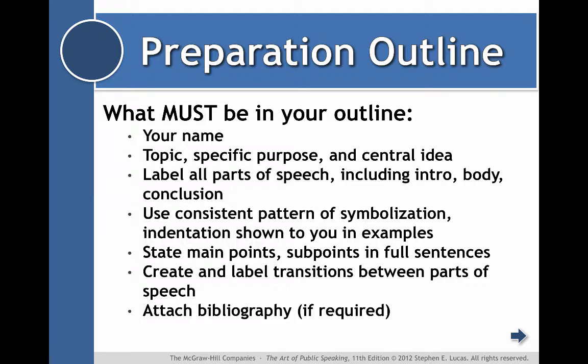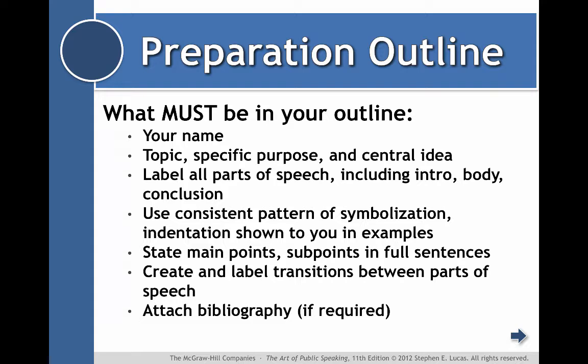In these modules, you'll find examples of outlines for each kind of speech that we do. You're certainly free to use them as templates for your own outlines, but no matter what kind of speech you're doing, when you create your outlines, you have to include certain things as shown on this list. Your name, the topic, specific purpose statement, central idea, those all have to be written out and labeled. In fact, each main part of the speech should be labeled, and each function of the introduction and conclusion should be labeled. In the body, you're going to need to follow the correct symbolization format, which I'll show you shortly.